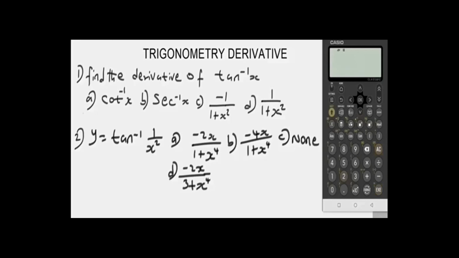Now let's get the derivative symbol, press the catalog button, function analysis, press execute. This is derivative, press execute again. So we have derivative of tan inverse of x. To bring out tan inverse, you press this shift button and this tan button, then x. To bring out x, press shift and this 0 button.